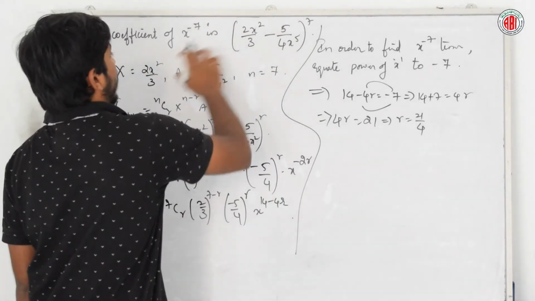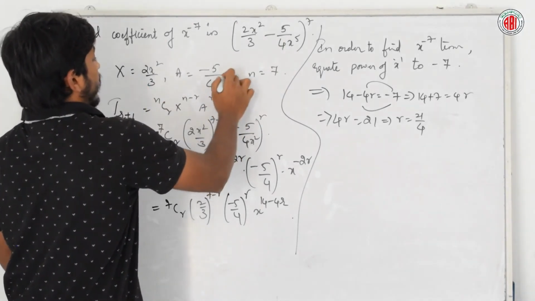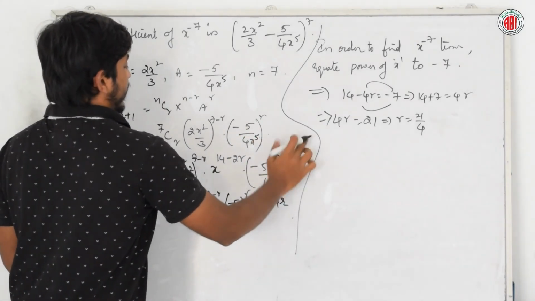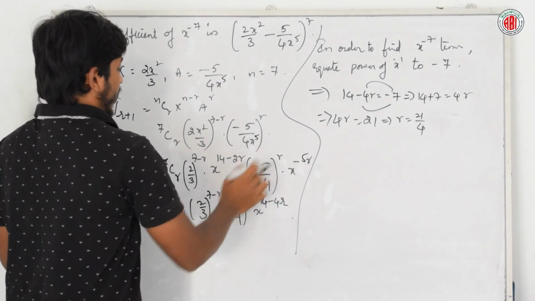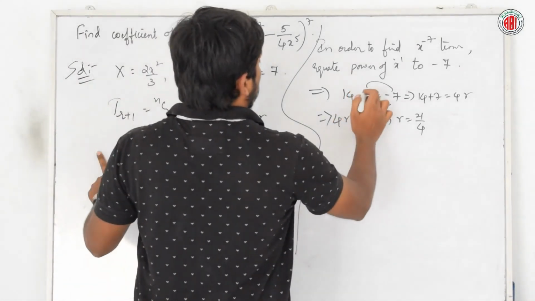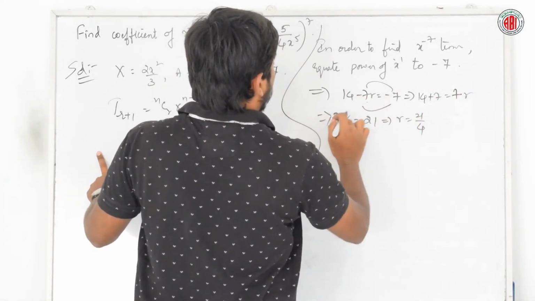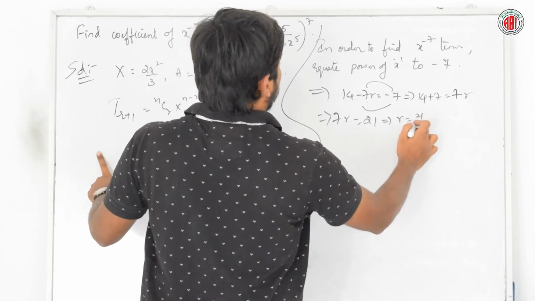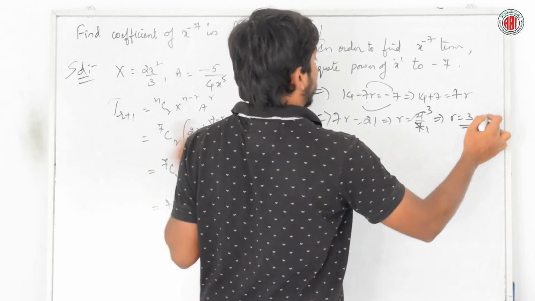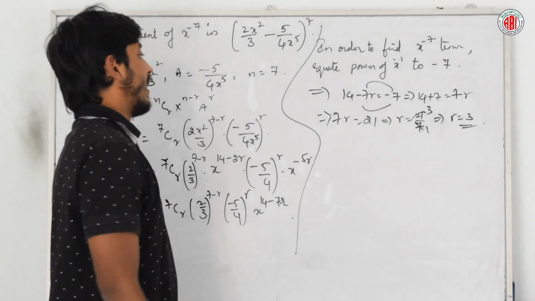So let us check. 2x square by 3, 5 by 4x power 5 this is. Okay. No problem, we can just simplify and do this. Minus 2 minus 5, that is minus 7r. 7r, 7r, this is also 7r, and finally now this is 21 by 7. 7 ones are 7, 7 threes are 21. Now what is the value of r? That is 3. Now we got the value of r as 3.